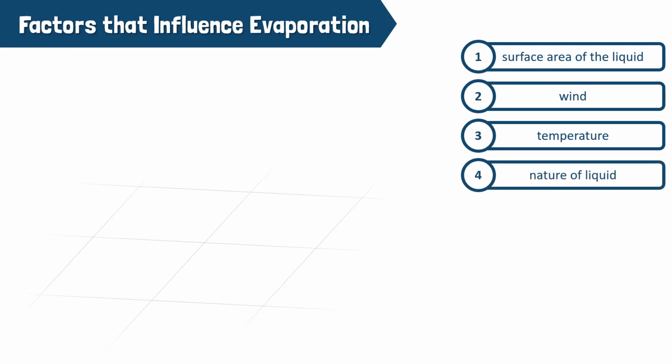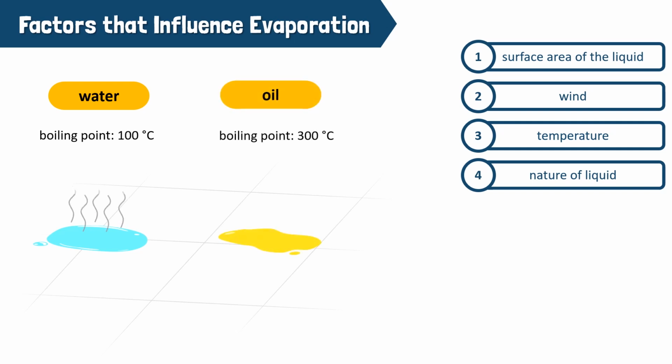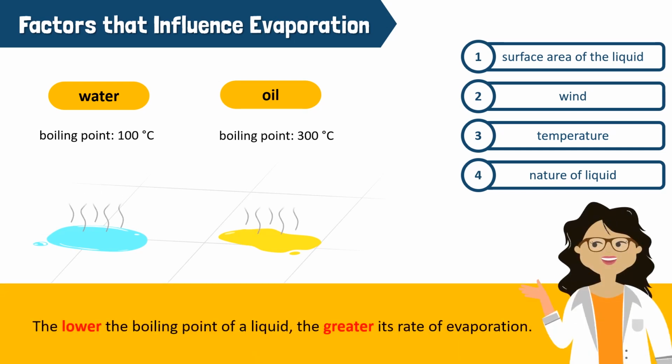The nature of the liquid also influences the rate of evaporation. Liquids with lower boiling points evaporate a lot quicker and more easily than liquids with higher boiling points. The lower the boiling point of a liquid, the greater its rate of evaporation.